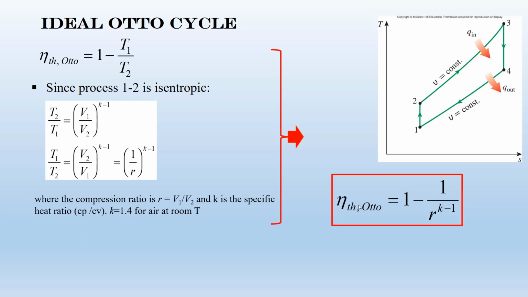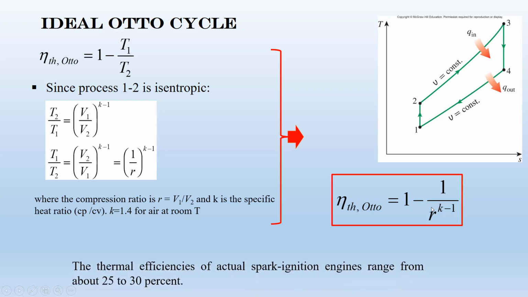Now, question. We want to increase the thermal efficiency, correct? Because higher thermal efficiency means higher W. So to increase the thermal efficiency based on this equation, we need to increase r and k, correct? The higher r means the higher thermal efficiency. The higher k means the higher thermal efficiency.